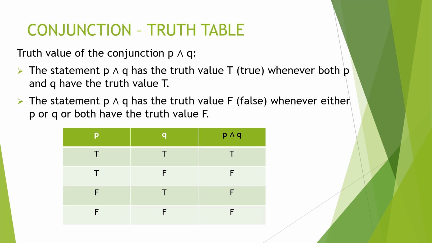Now in each case, what will be the truth value for P and Q? When both P and Q are true, this compound statement P and Q will be true. If P is true and Q is false, since one of them is false, the compound statement P and Q will be false. So, what do we mean by this? The compound statement P and Q is true only if both P and Q are true. Otherwise, in all other cases, it is false.